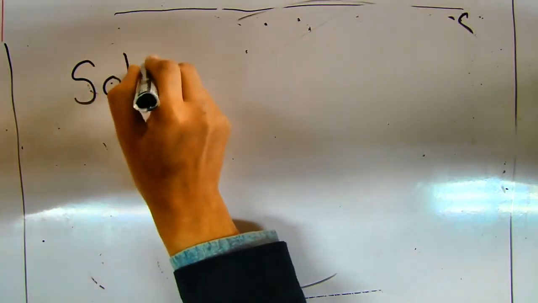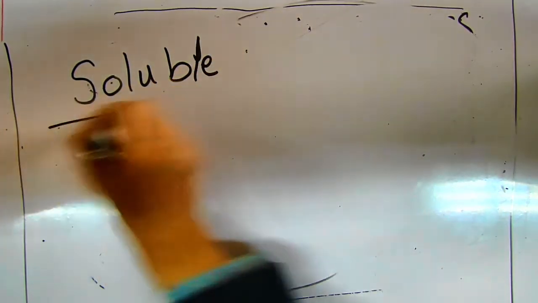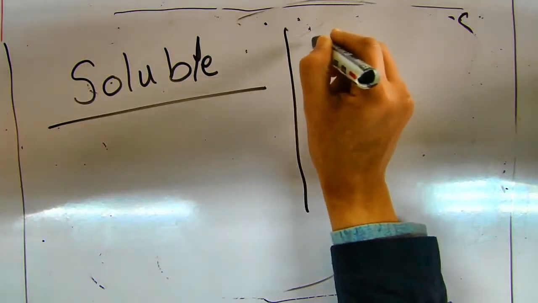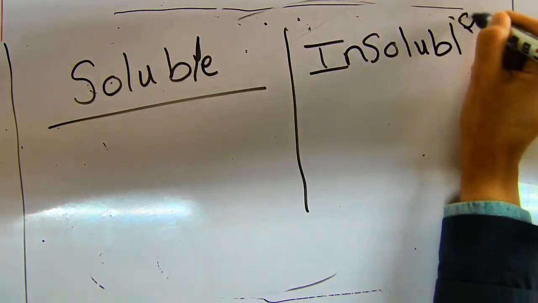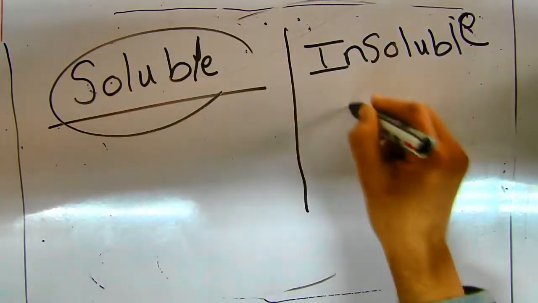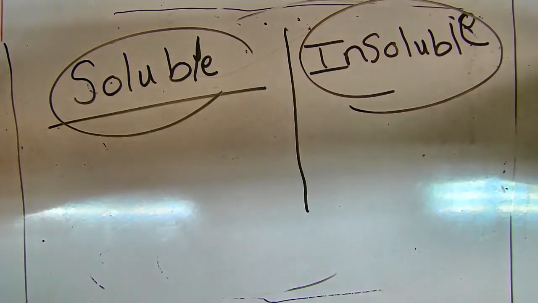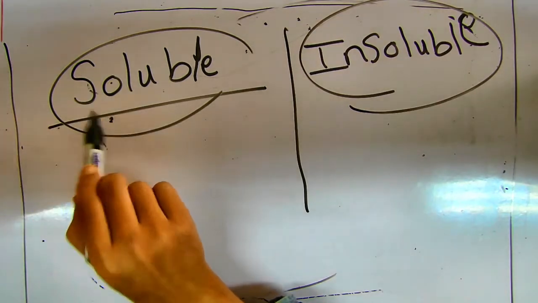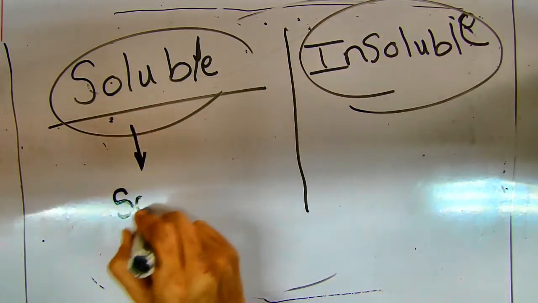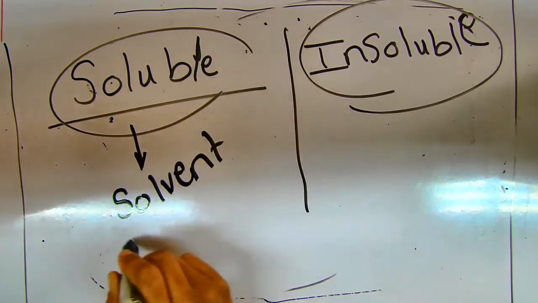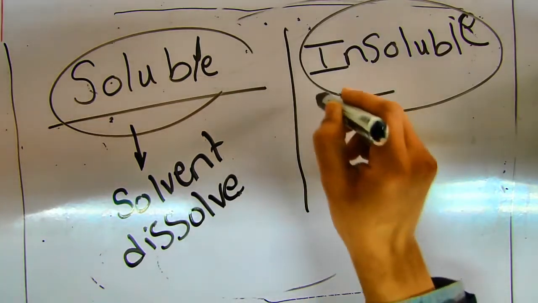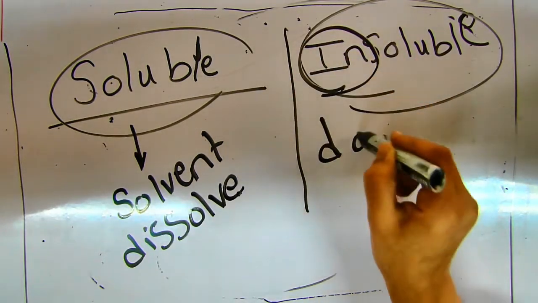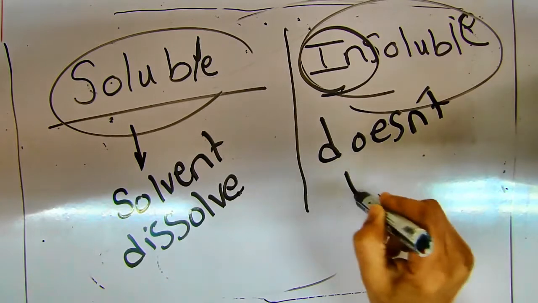There are some substances soluble and insoluble. What's meant by soluble and what's meant by insoluble? Soluble meaning the substance dissolves in solvent, but insoluble meaning it doesn't dissolve in solvent.